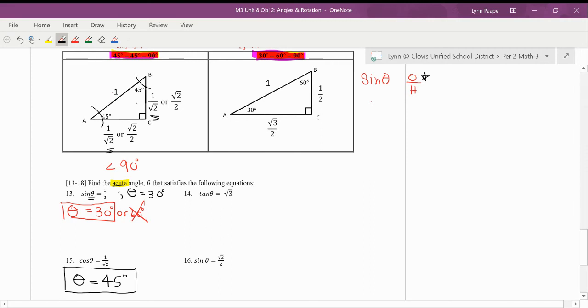So what about 16? Same thing, okay? So we want to look at 16. I will come back to 14, I promise. That one's just a little trickier.